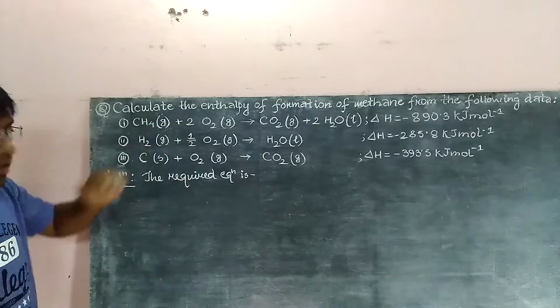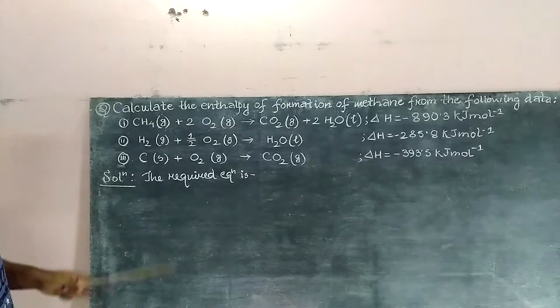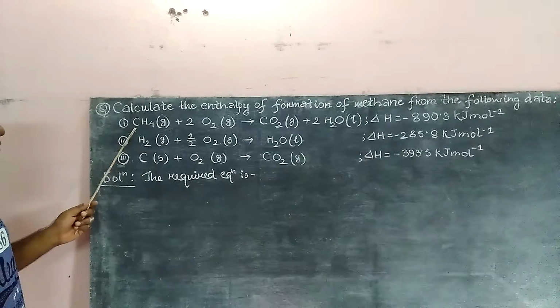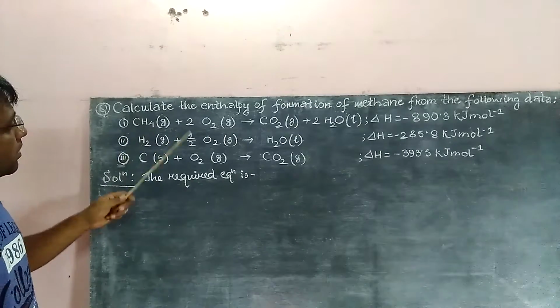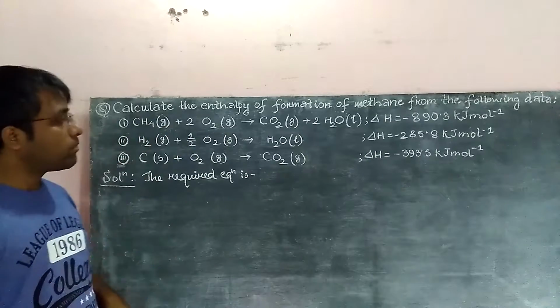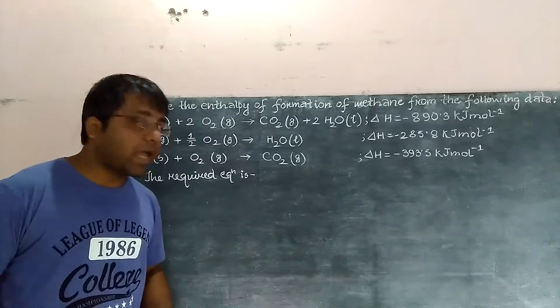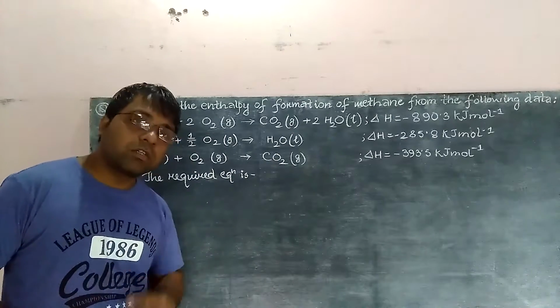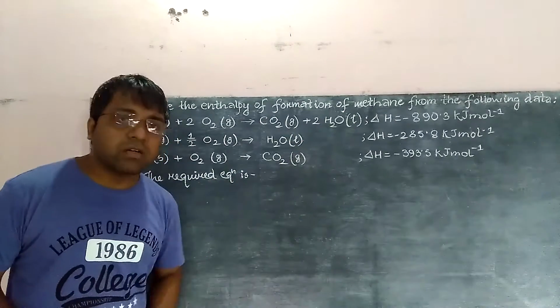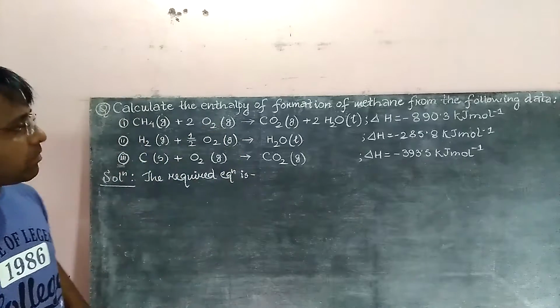And these values are given to us in this way. Let's have a look at the equations. First equation is related to methane, which is burned in presence of oxygen to give us carbon dioxide and water, and the enthalpy change for this process is minus 890.3 kilojoule per mole.